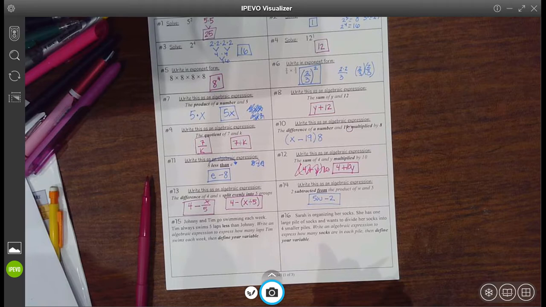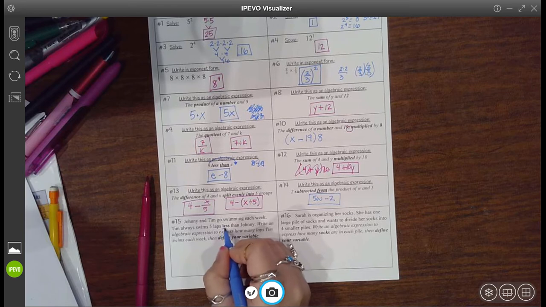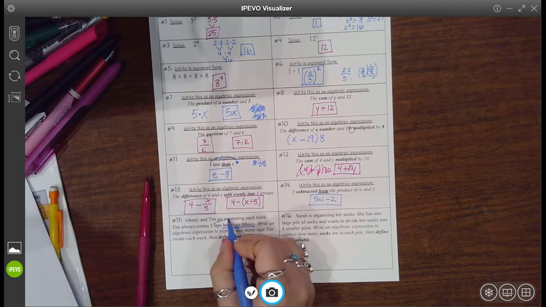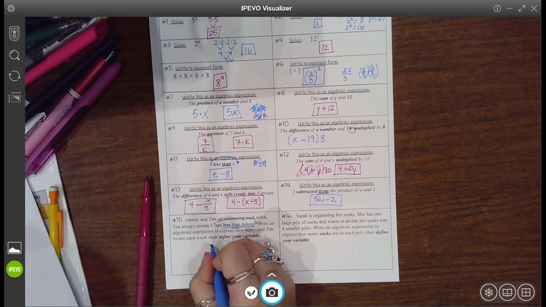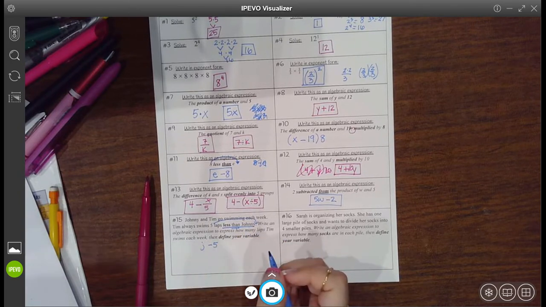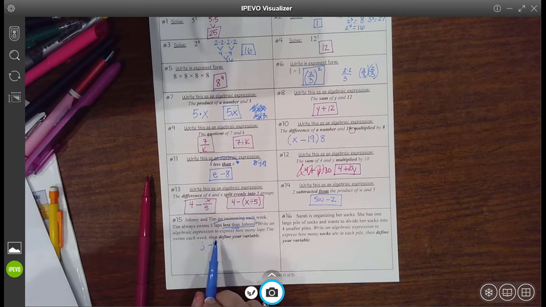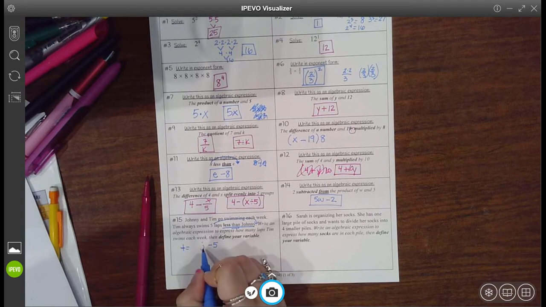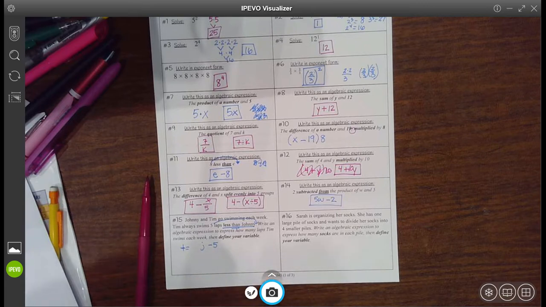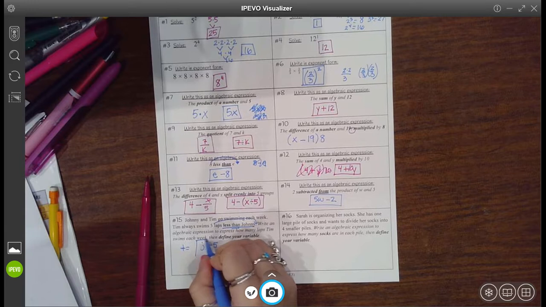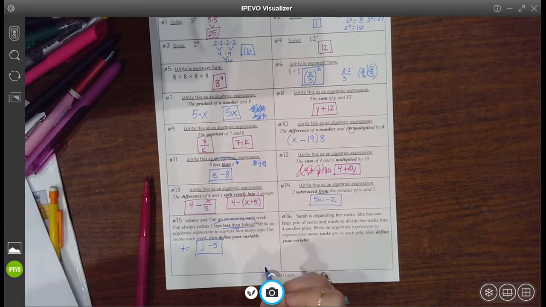Okay, this one says, Johnny and Tim go swimming each week. Tim always swims 5 laps less than Johnny. So less than moves it to the back. So I'm going to subtract 5 from Johnny. Now, how does it want me to define the variable? Because sometimes this might change this. But it's saying it wants you to write an algebraic expression to express how many laps Tim swims. So Tim is equal to whatever Johnny is minus 5. So that makes sense. Yes. So the algebraic expression is j minus 5. And that will give you Tim.